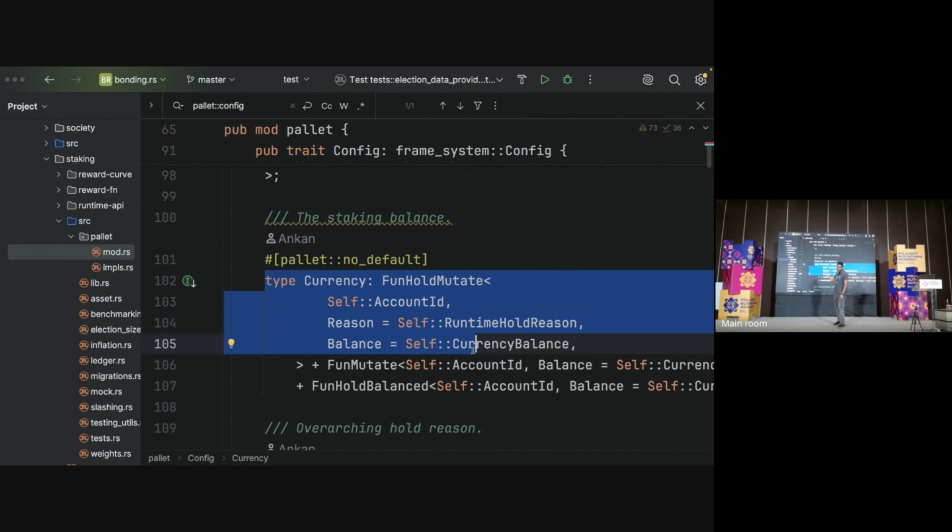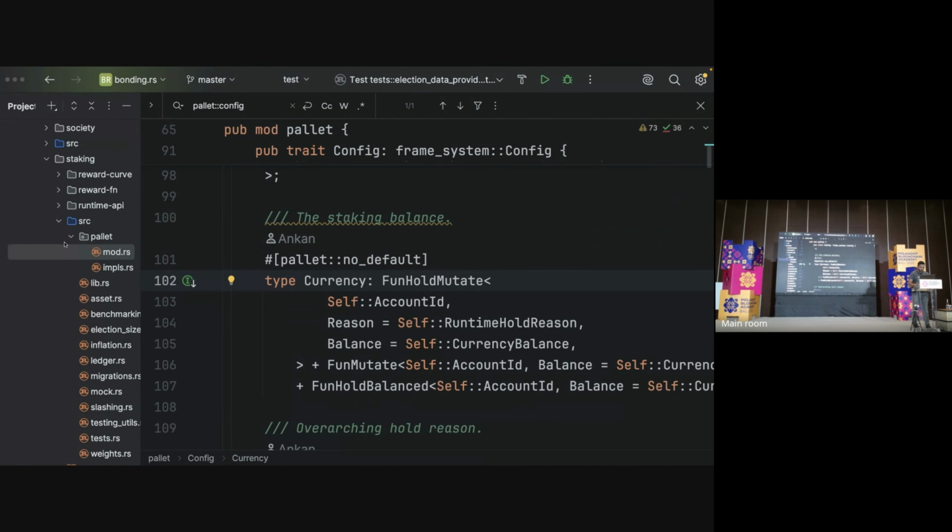So any pallet that wants to work with balances does it via traits. It does not depend directly on pallet balances. Pallet balances is the one that implements some traits, and other pallets can depend on just these traits. So you look, it depends on something called type Currency, which extends some traits.